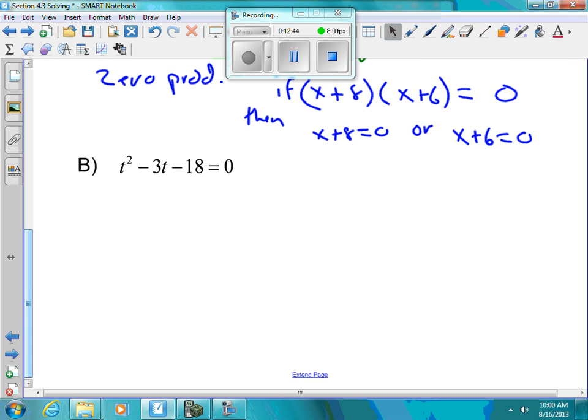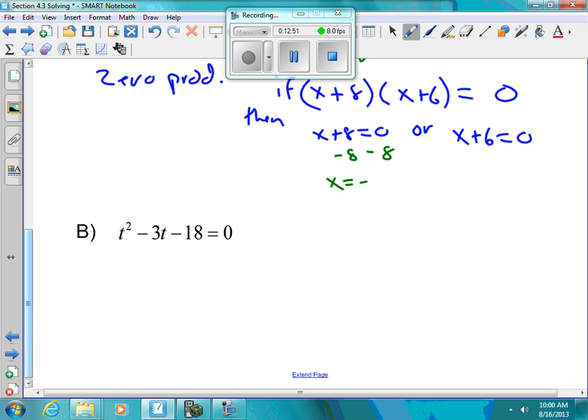Moving this down, I'm running out of room here. X plus 8 equals 0. What do we do to solve that equation? I subtract 8 from both sides. Over here, x plus 6 equals 0. I subtract 6 from both sides. So negative 6 and negative 8.